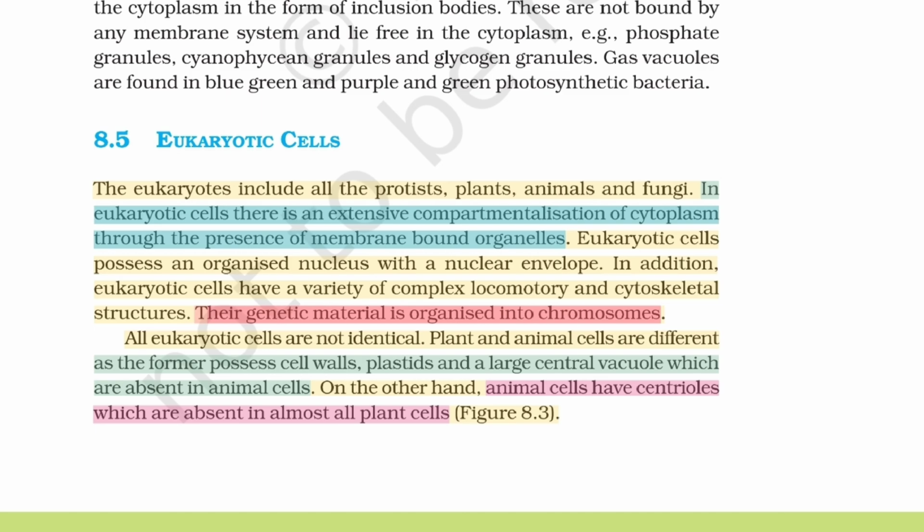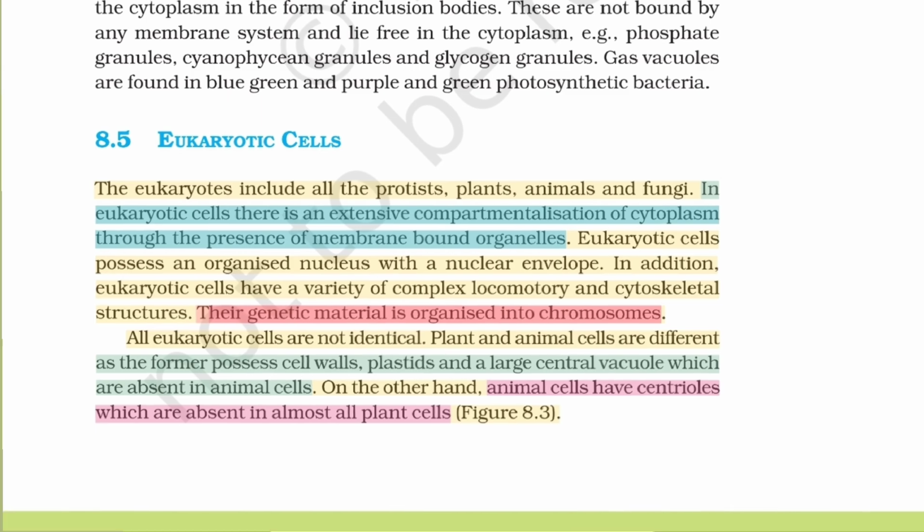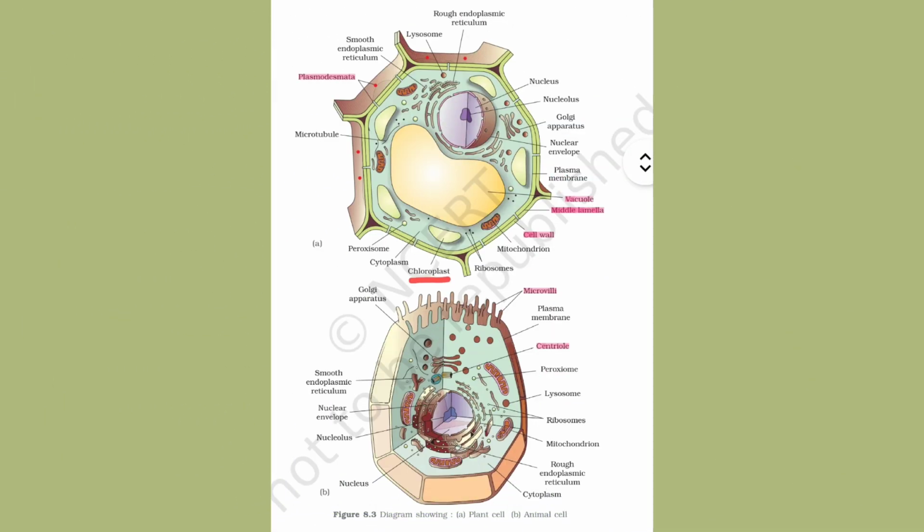All eukaryotic cells are not identical. Plant and animal cells are different as the former possess cell walls, plastids, and a large central vacuole which are absent in animal cells. On the other hand, animal cells have centrioles which are absent in almost all plant cells, figure 8.3. Let us now look at individual cell organelles to understand their structure and functions.